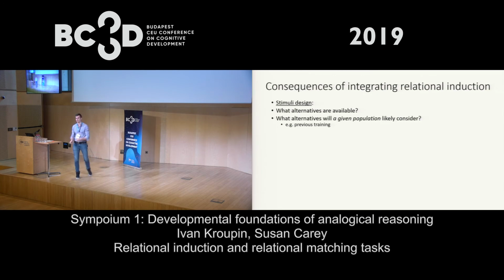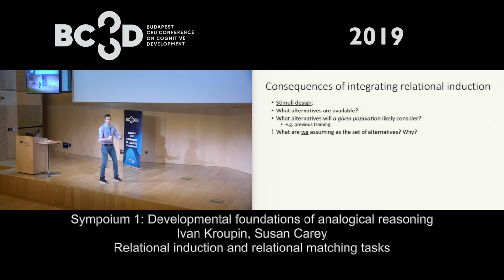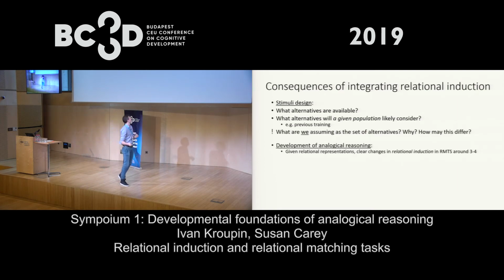And I think it's especially important to think about what a given population, say kids or non-human animals, are likely to focus on, not over and above what they're able to focus on. And in fact, I think it's particularly cool to think about what we are focusing on. Why is it that when we see relational match to sample, we go same or different? What process is happening within us, and how might that process differ in other populations?